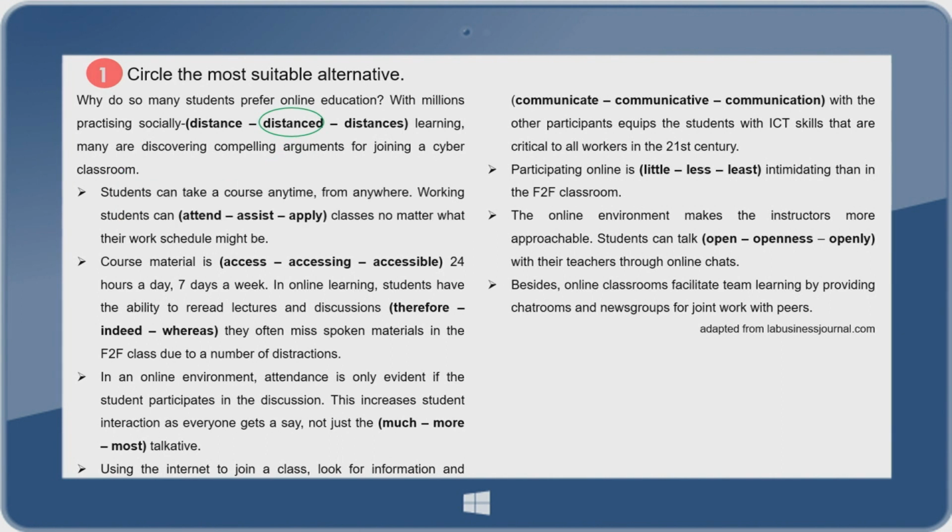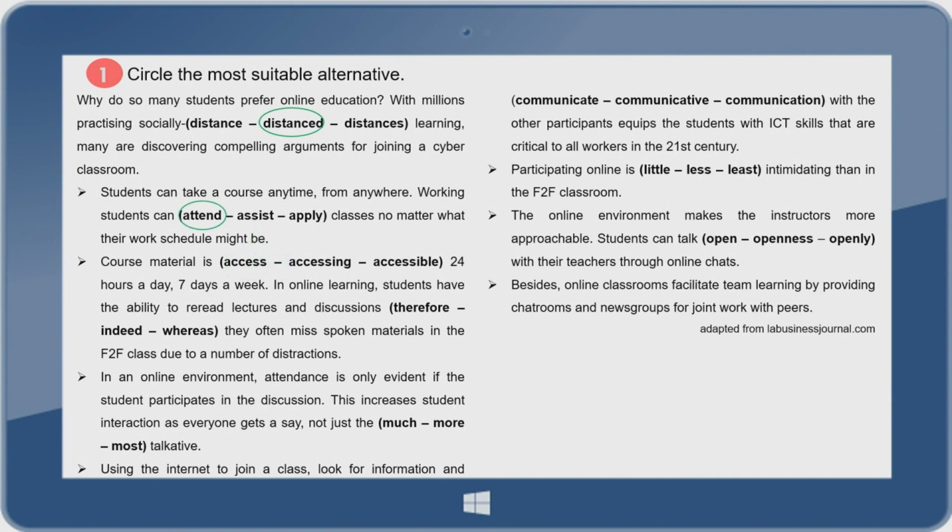Many are discovering compelling arguments for joining a cyber classroom. Students can take a course anytime from anywhere. Working students can. Can is a modal expressing ability or possibility, and you know that it must be followed by a base form. But in the parentheses, we have 3 base forms. Here I should check the meaning. Apply classes, it's meaningless. Assist classes, assist means help, so it's meaningless as well. So we try attend. Students can attend classes, and it makes sense, so it's the right answer.